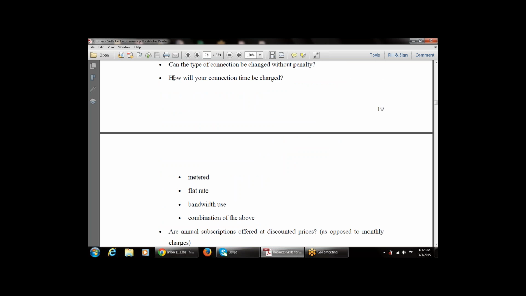This is the most important question: how will your connection time be charged? That is, what is the criterion, or what is the method, used for charging the connection time? There are various options, various criteria that will be used for charging the connection time.